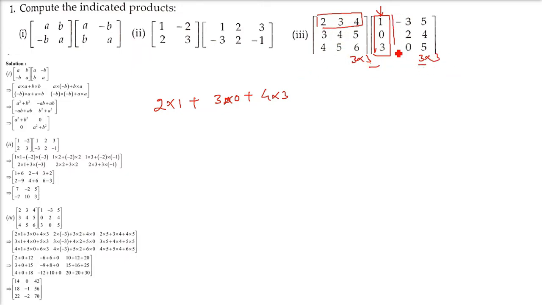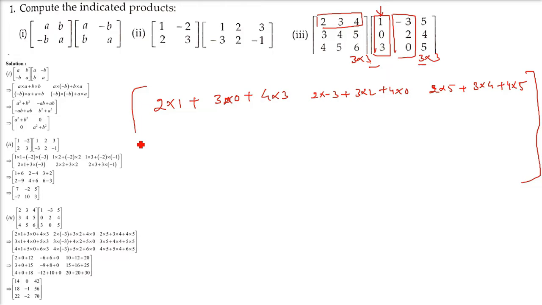So the multiplication is possible and also the result will come as 3 by 3. Now the first row with the second column. So 2 into minus 3 plus 3 into 2, that is 6, and plus 4 into 0. Now same first row with the third column. 2 into 5 plus 3 into 4 plus 4 into 5. Okay. And now the second row, this second row with all these three columns.